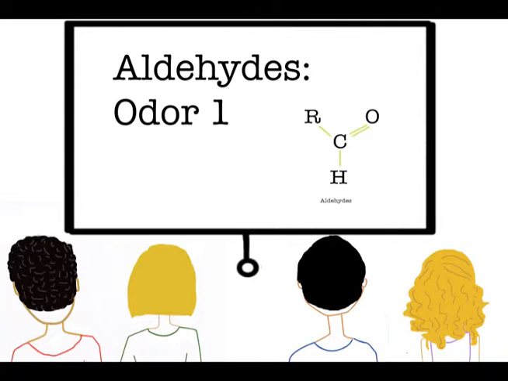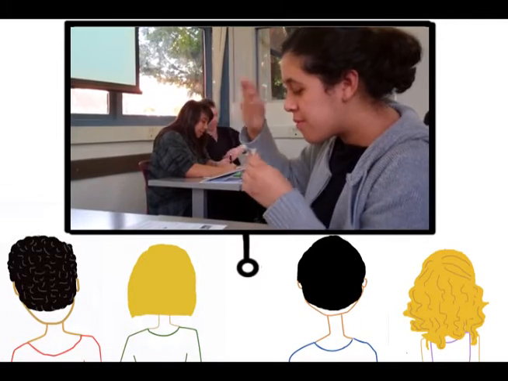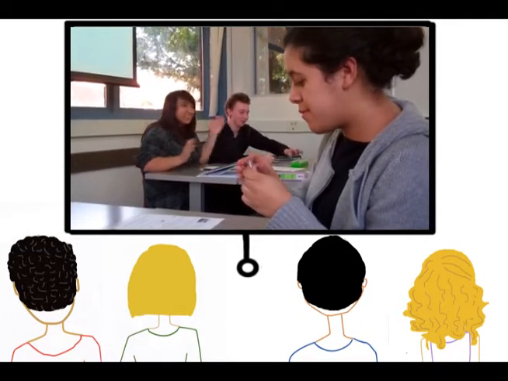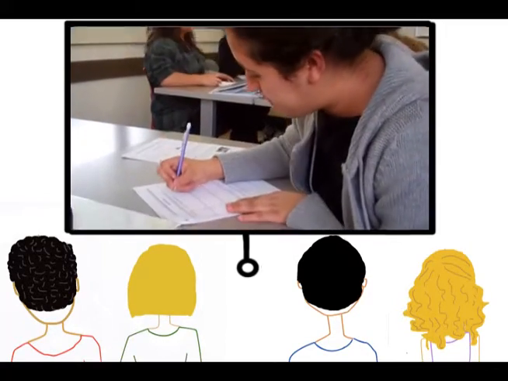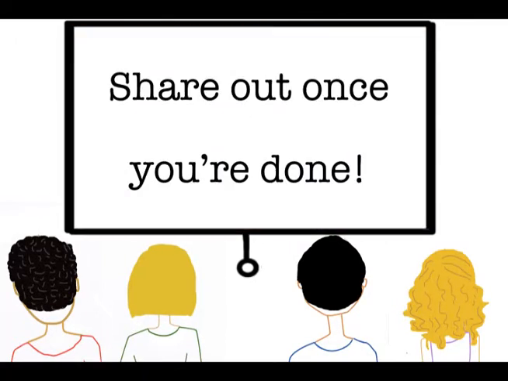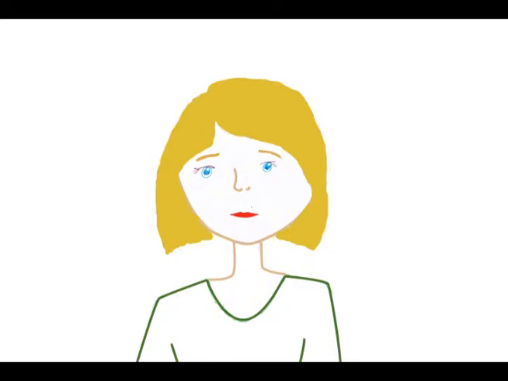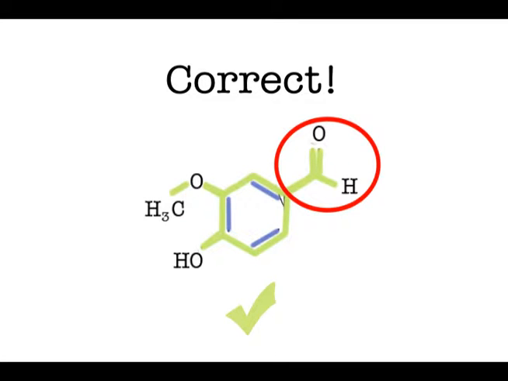To start, I'm going to take you through an example protocol of odor 1 for aldehydes. Smell the labeled odor unit. Each person and each table should smell and write what they think it smells like and where they have smelled it before. Write down your own results. Once you do, you may share out. Oh, I think it smells like vanilla. Am I right? Yes, very good.